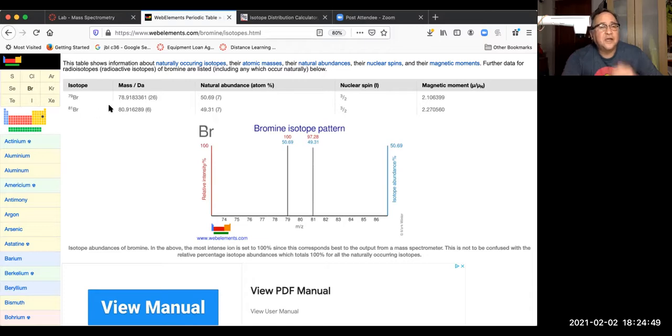So I ask you to round the mass to the ones. What does 78.9 become when you round it to the ones? Answer, becomes 79. What does 80.91 round to? Becomes 81. So here's what your table is going to look like. I'm going to do a change view or new share.